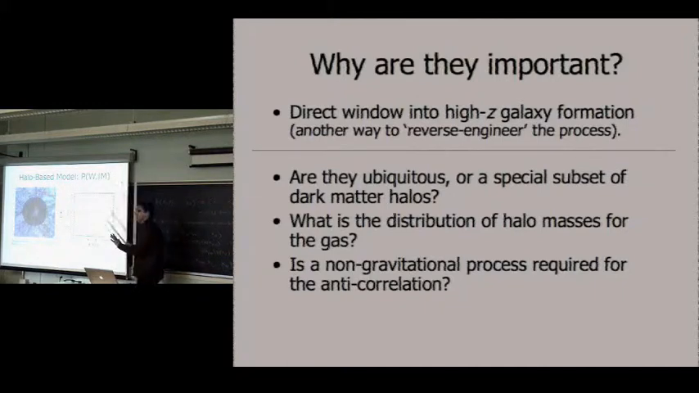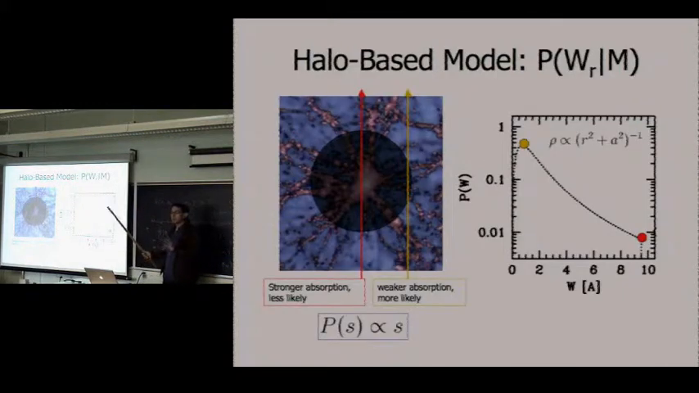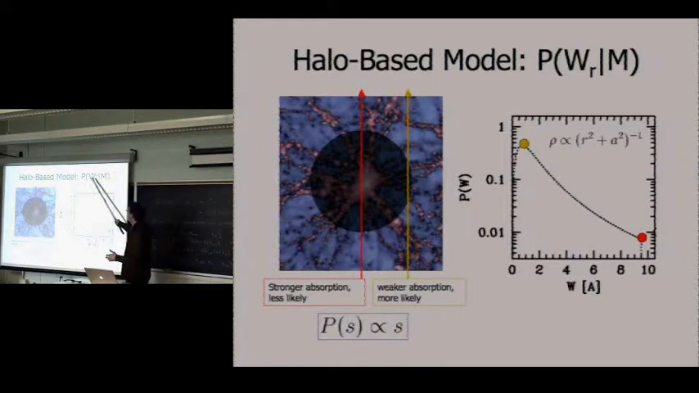So, if the statistics of these absorbers are a consequence of the halos in which the gas sits, then you should be able to have a halo model for this sort of thing. So now, instead of P_N(M), where N was the number of galaxies, I now have P_W(M), where W is the equivalent width. It's the probability of getting an absorber of a given equivalent width in a halo of mass M. And it works very simply, just something like this.